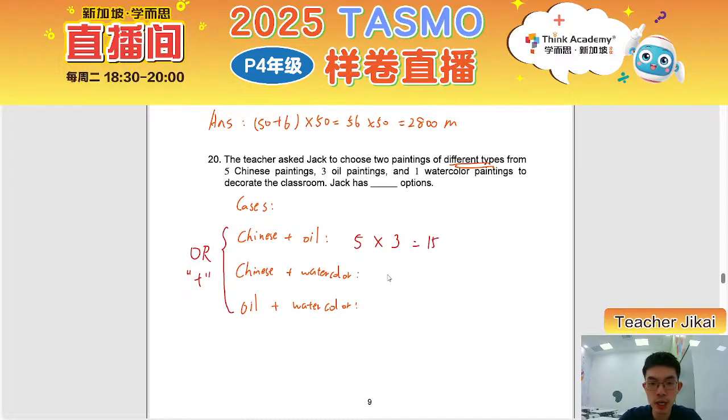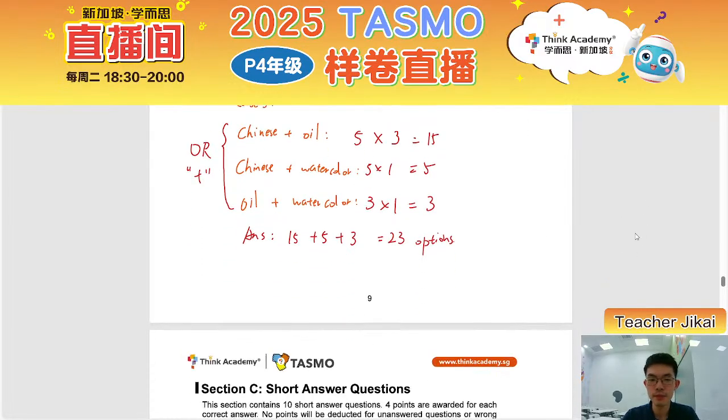Chinese plus watercolor: it is 5 Chinese and 1 watercolor. So 5 times 1 is 5. Oil plus watercolor: oil we have 3 paintings, watercolor we have 1 painting. So 3. So the answer is we add these cases up, right? So 15 plus 5 plus 3 is 23. Yeah, we have 23 options. Alright, so this is it.